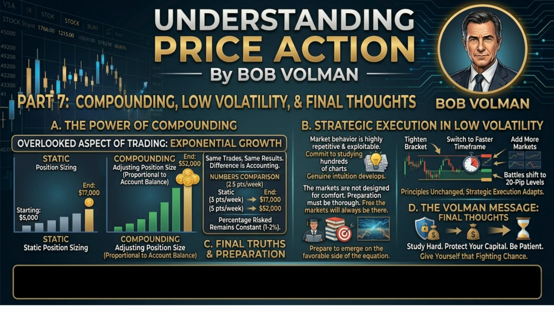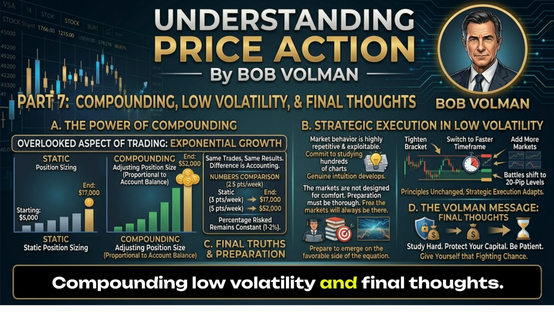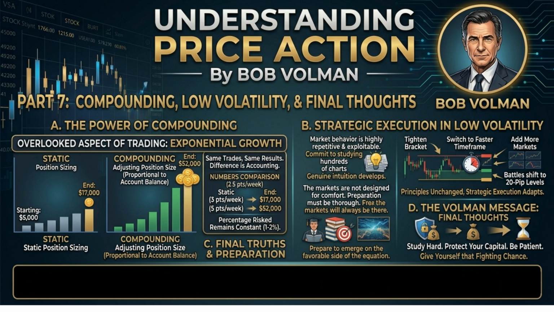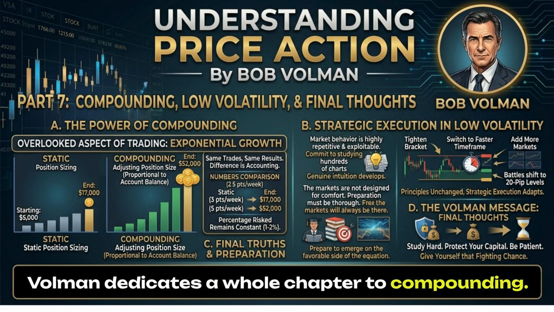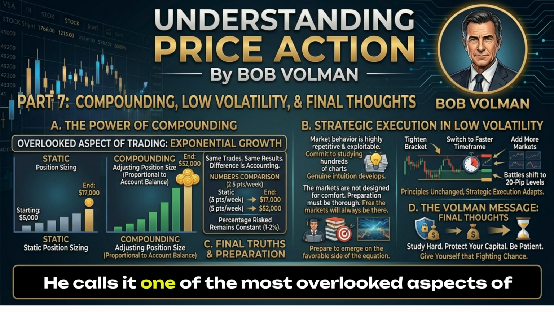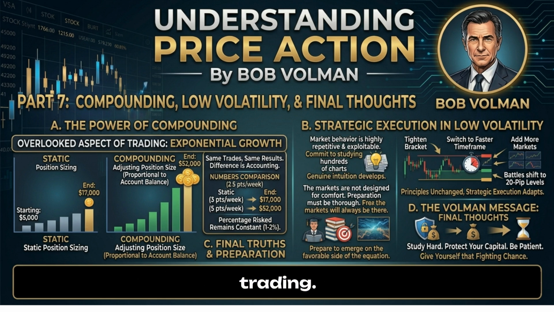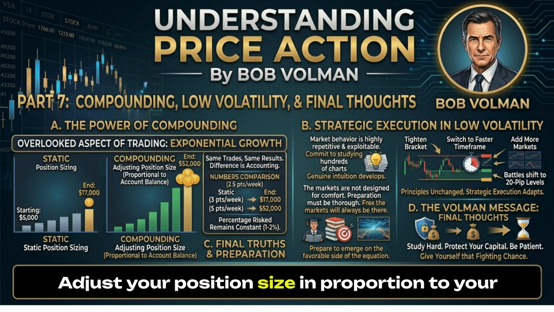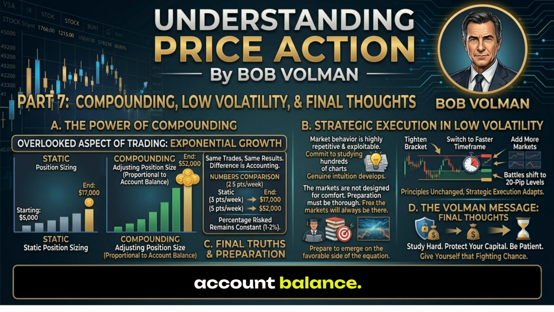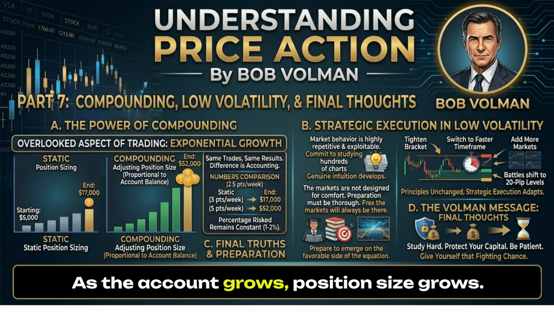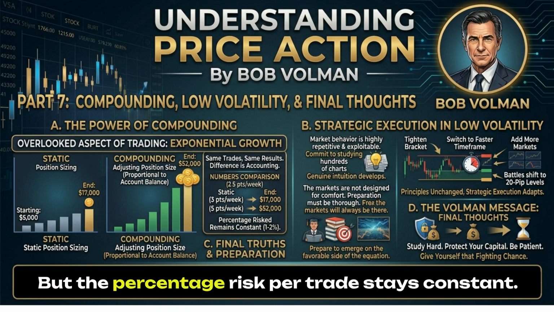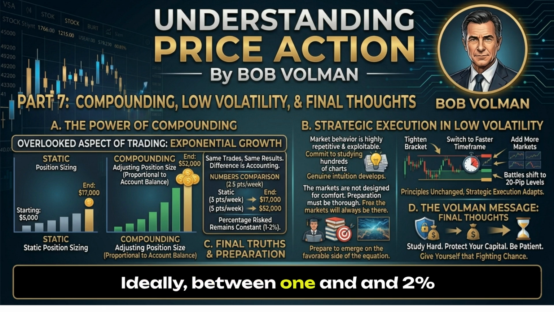Part 7. Compounding low volatility and final thoughts. Volman dedicates a whole chapter to compounding. He calls it one of the most overlooked aspects of trading. The principle is simple. Adjust your position size in proportion to your account balance. As the account grows, position size grows. As the account shrinks, position size shrinks. But the percentage risked per trade stays constant, ideally between 1 and 2%.